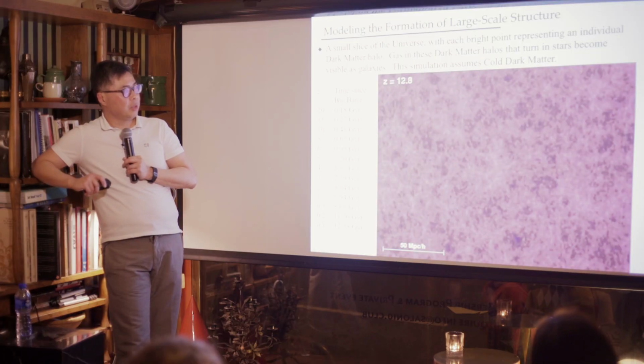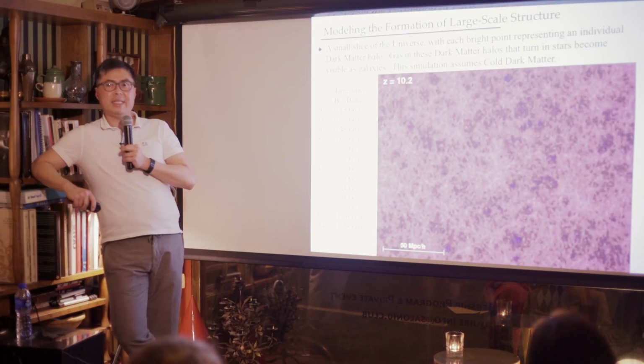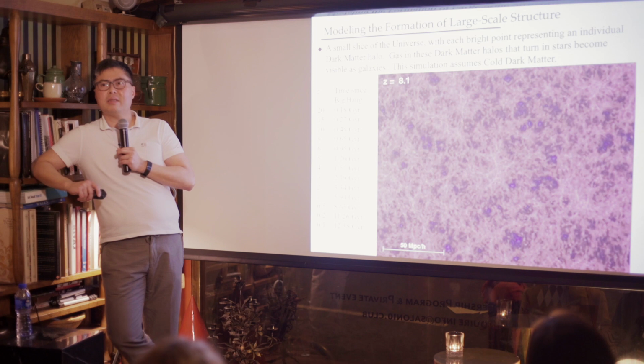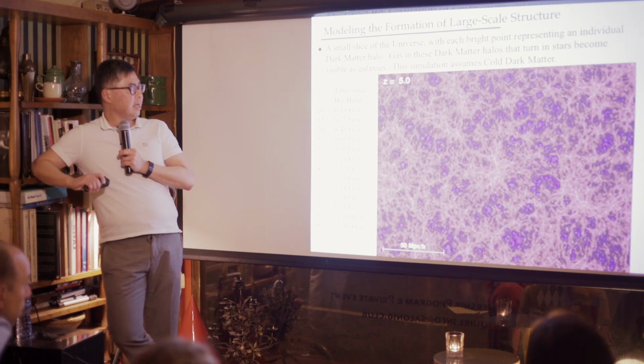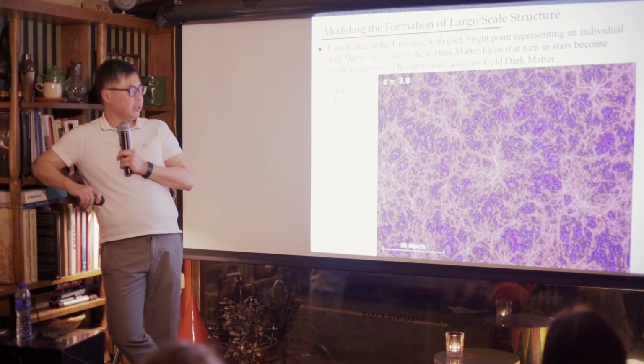So I'm going to show you a computer simulation of how dark matter forms galaxies, okay? So the redness here, there are millions of dark matter particles in this simulation, okay? And I start from just after the beginning of the universe till today.